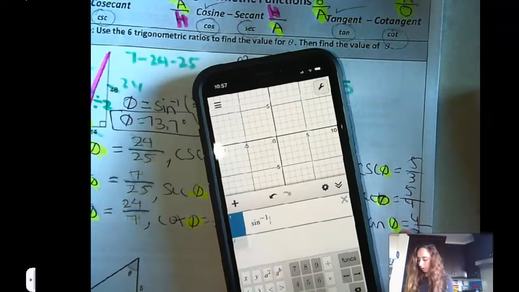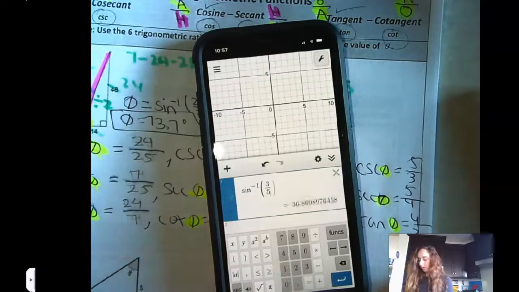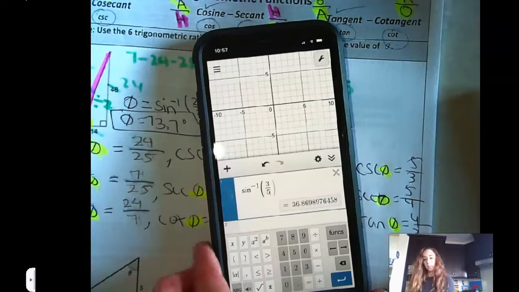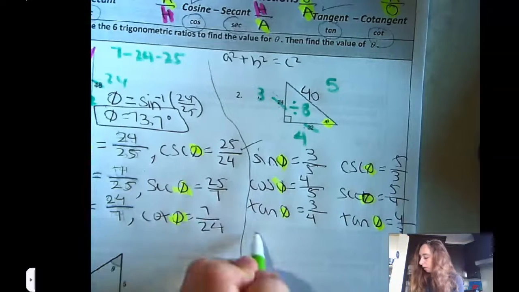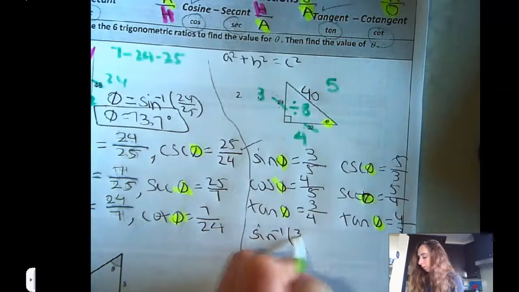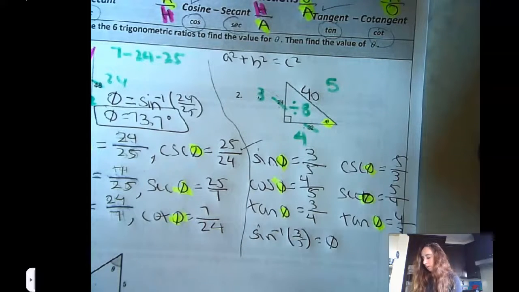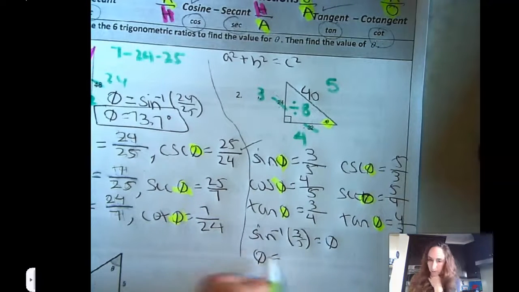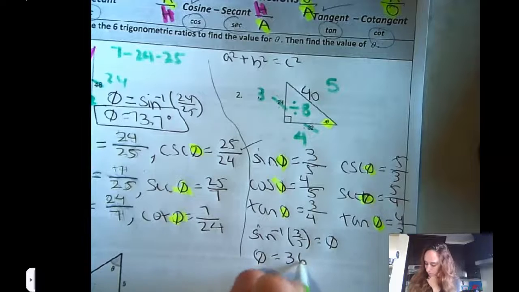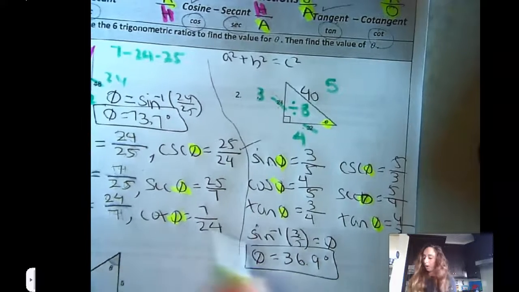I'm doing awesome. Yeah, it was 3/5. 3 divided by 5. And if I'm rounding that to the nearest tenth, it's 36.9. So I did the inverse sine of 3/5 equals theta, and then theta equals 36.9 degrees. Now some of you go, why didn't you pick cosine?